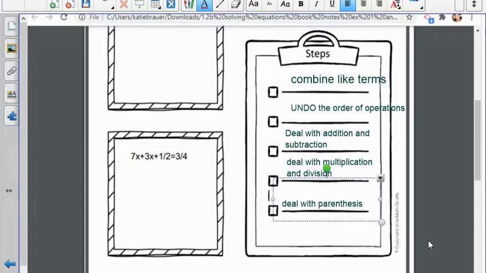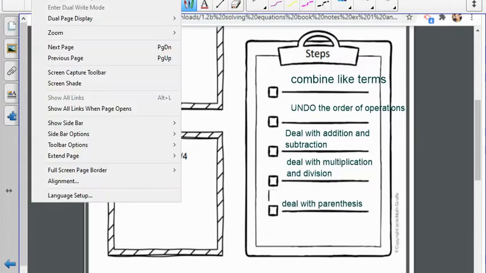And then you have another step that's not on here. You technically don't have to do it, but it's a great step, and that is to check your work. Okay, so if you want to check your work, you're always able to check your work. Okay, we're gonna do this next one right here.